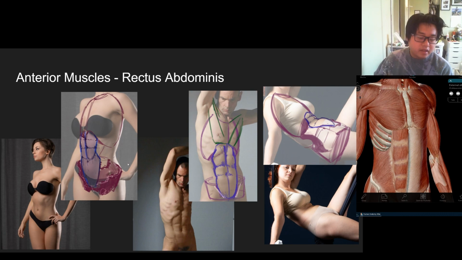Most of the time, like I mentioned, people like to do anterior poses. So this is pretty rare, but I did want to introduce how impactful the stair stepping of the rectus abdominis is in profile view.